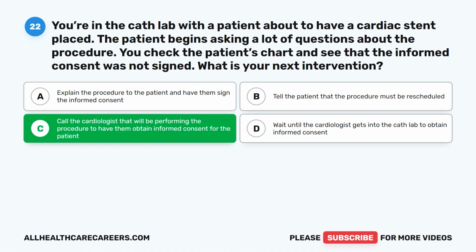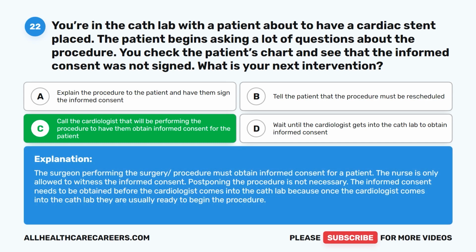The correct answer is C. Call the cardiologist that will be performing the procedure to have them obtain informed consent for the patient. The surgeon performing the surgery/procedure must obtain informed consent for a patient. The nurse is only allowed to witness the informed consent. Postponing the procedure is not necessary. The informed consent needs to be obtained before the cardiologist comes into the cath lab, because once the cardiologist comes into the cath lab, they are usually ready to begin the procedure.